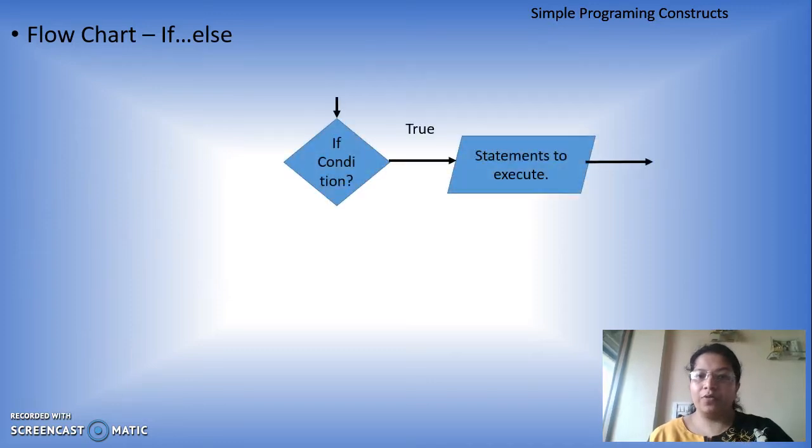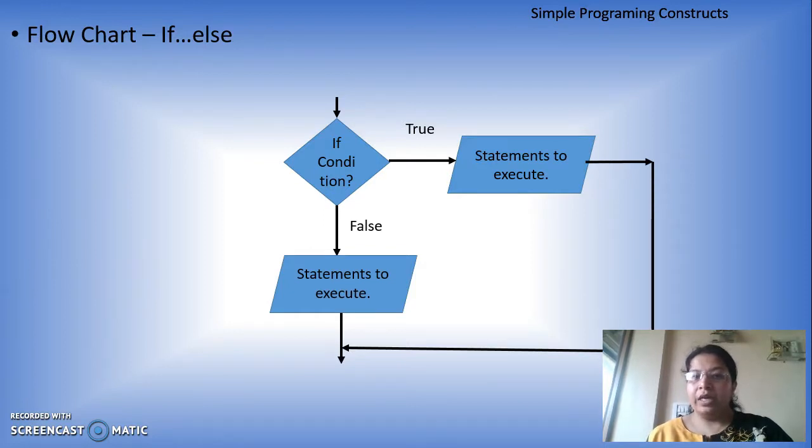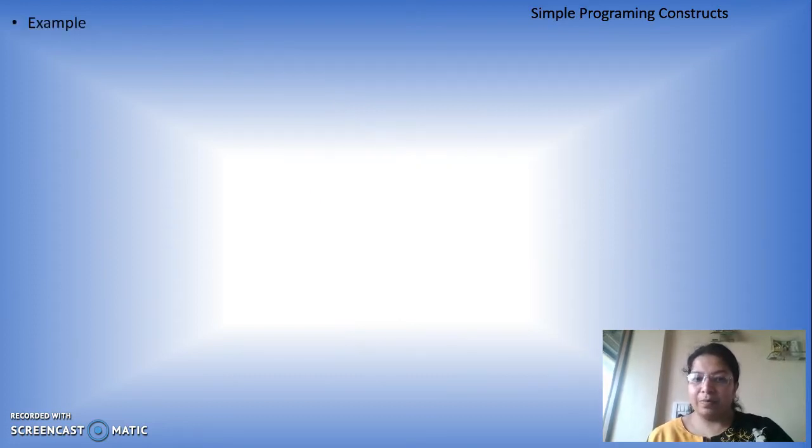Here follows the flowchart. Any C language program has an algorithm and a flowchart. The flowchart follows: if the condition is true, it will execute the statements. If it is false, it will execute the respective statements.